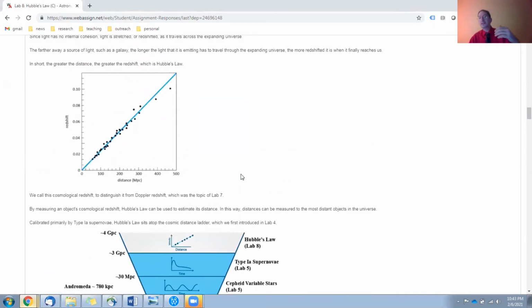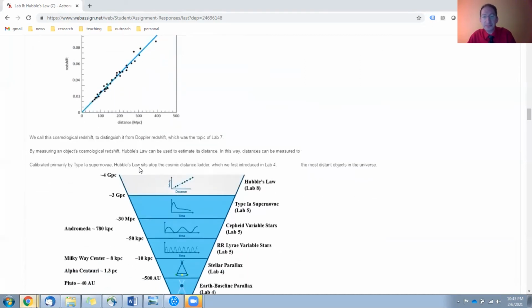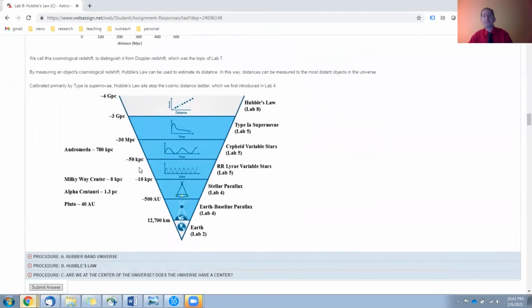All you have to do, you have some distant galaxy, you take a spectrum of that galaxy, measure its redshift, and then you can use Hubble's law to figure out its distance. For example, if you measure a redshift of 0.08, which is right here on this figure, that corresponds to a distance of a little bit more than 300 megaparsecs. Okay, that's it for this overview video.